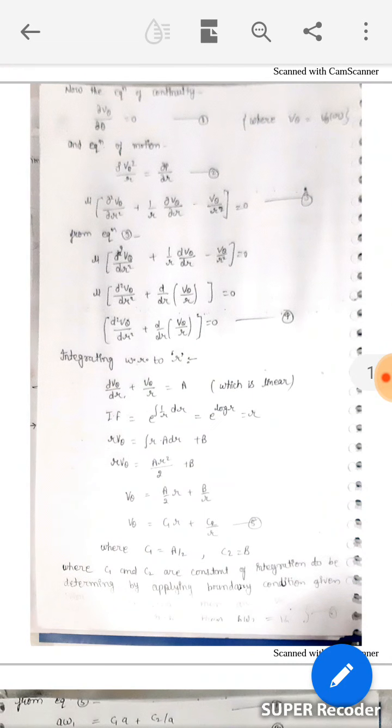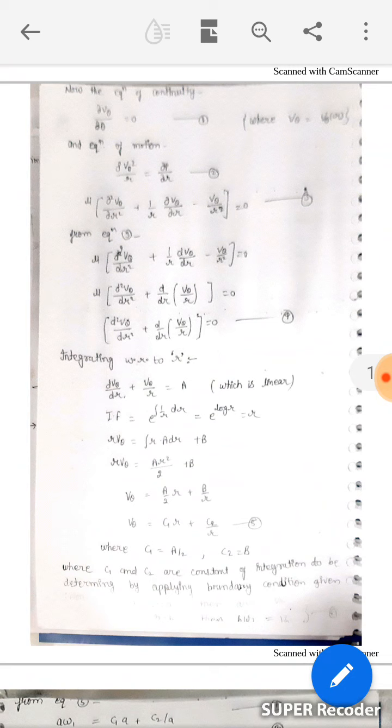Integrating it with respect to r, we get dv theta by dr plus v theta by r is equal to capital A. This is a linear differential equation, and we know the solution of a linear differential equation. In this equation, the integrating factor is e to the power integral 1 by r dr, which is e to the power log r, equal to r. So the solution is r into v theta equals integral of r into A dr plus B.